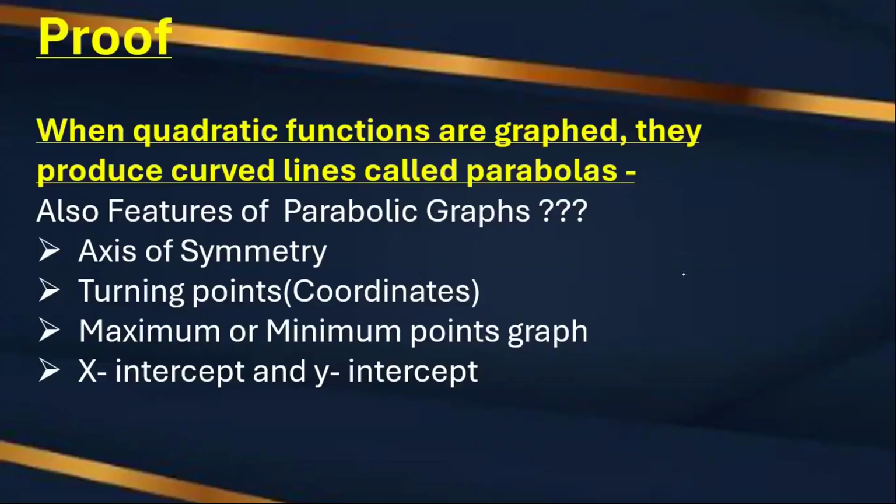When quadratic functions are graphed, they produce curved lines that are called parabolas, right? So first, let's prove that. And after that, we will learn the features of a parabolic graph. Any equation we can take. The features are: we will learn about the axis of symmetry, the turning points, and the maximum or minimum point graphs. What are the minimum and maximum points? And then we will learn what the intercepts are, the y-intercepts and the x-intercepts, right?